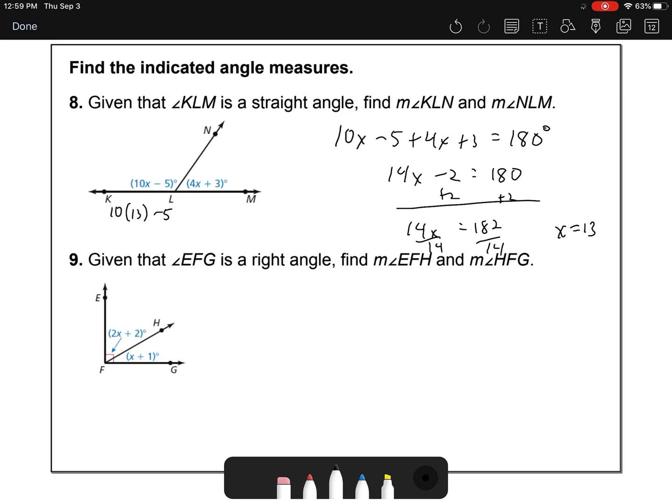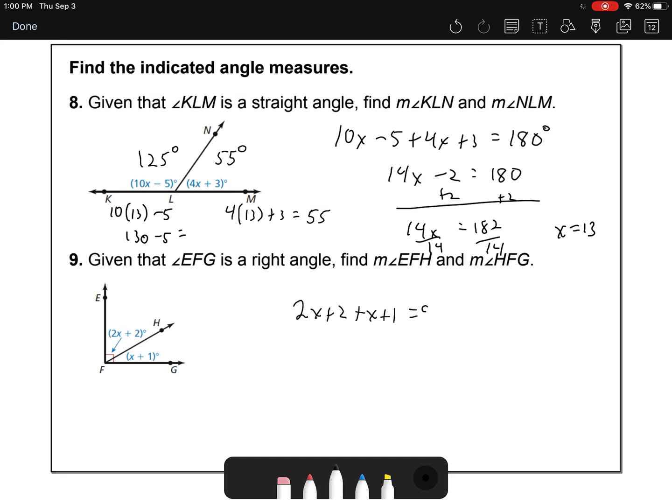So then we can plug that in. 10 times 13 minus 5 is 130 minus 5, which is 125 degrees. Now we can just subtract that from 180 and get 55, but we should probably check it. Does 4 times 13 plus 3 equal 55? Yes, it does. So 125 and 55.